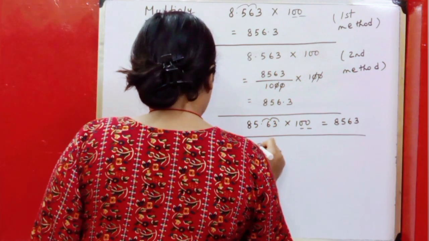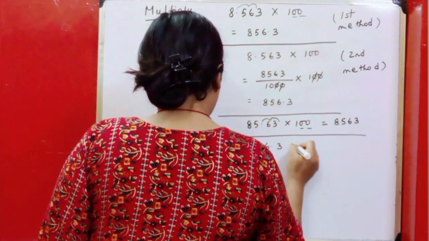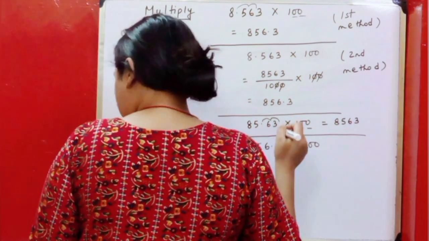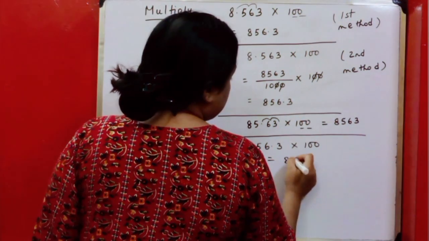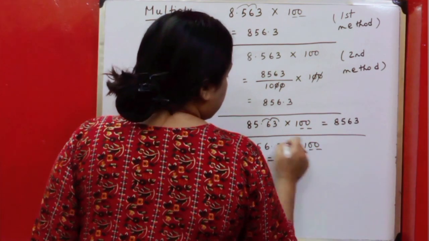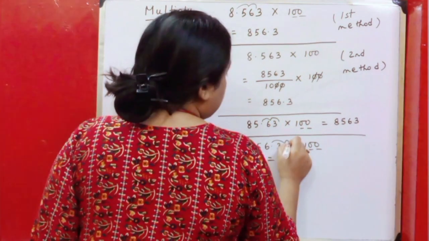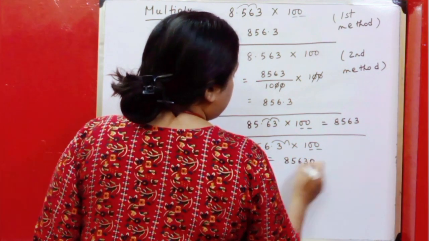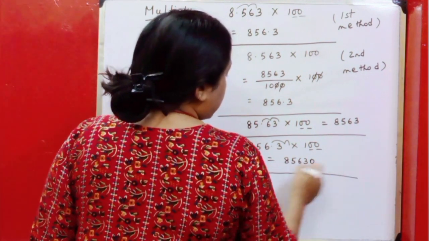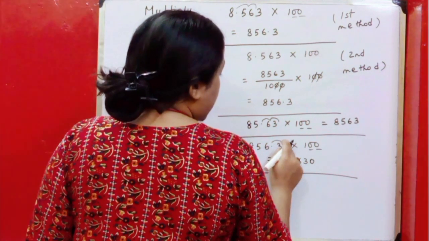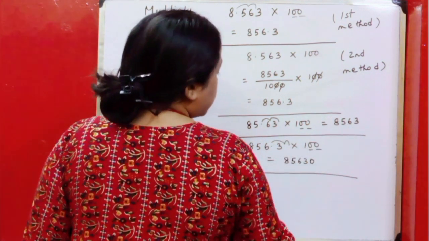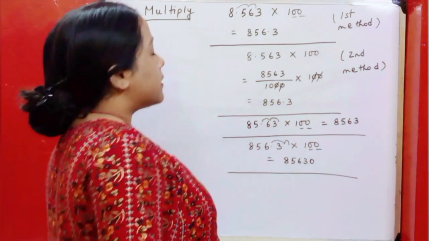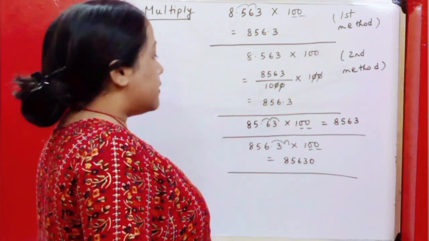Next, 856.3 multiplied by 100. So first I'll write the answer. See, two zeros are here, so one place, another place. So 85630, this is the answer. One place, another place, we will add a zero to it. So I hope you have understood these multiplications.